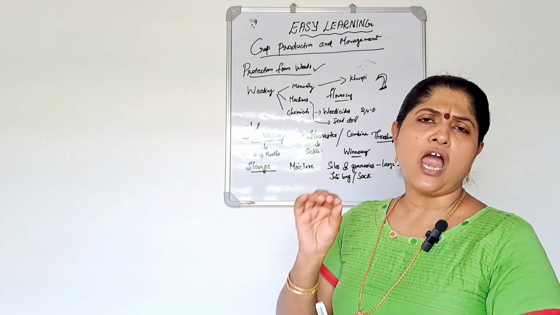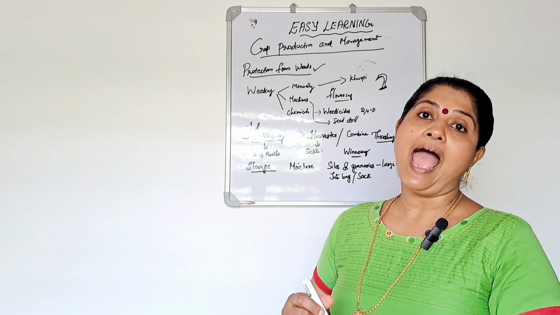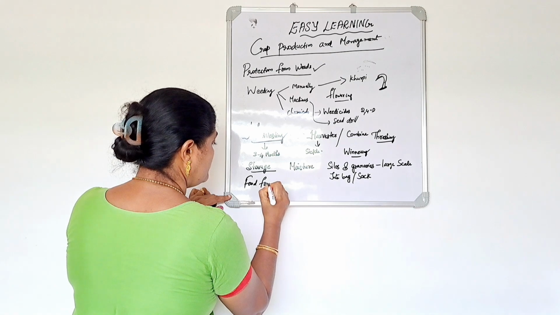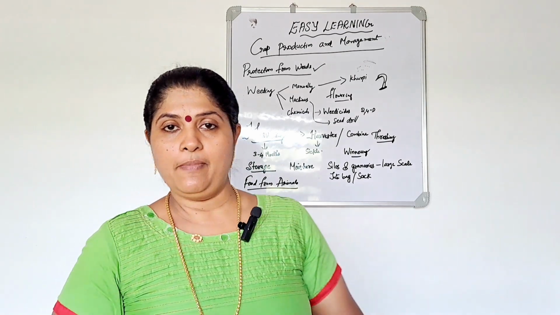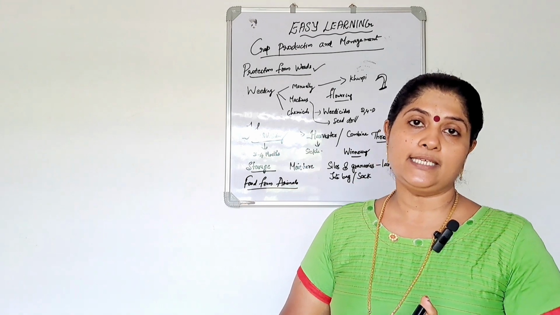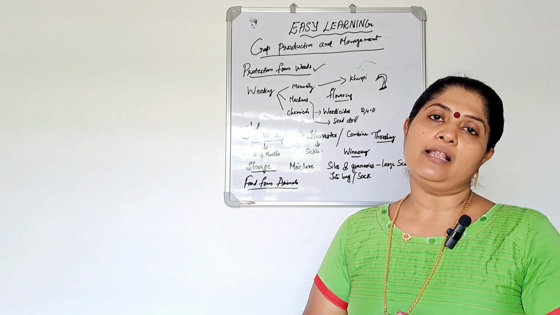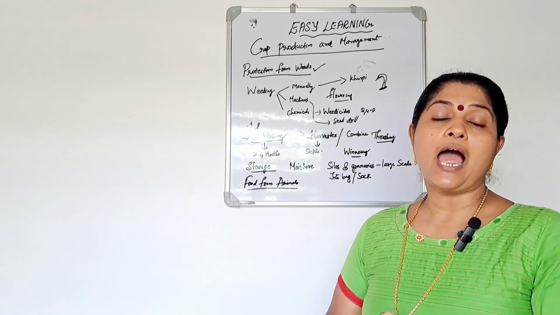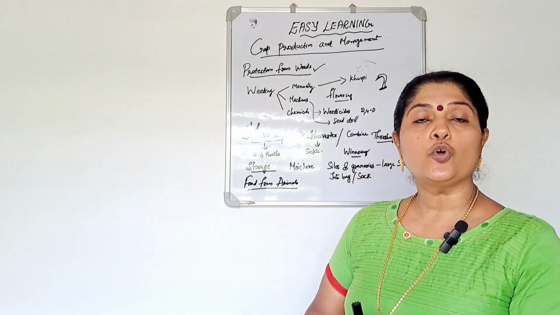Next we move on to the last and small topic of this chapter, that is, food obtained from animals. Just like plants provide different varieties of foods for human beings, in the same way animals also provide some types of food. So just like plants, which provide large varieties of food, animals also provide food to human beings.